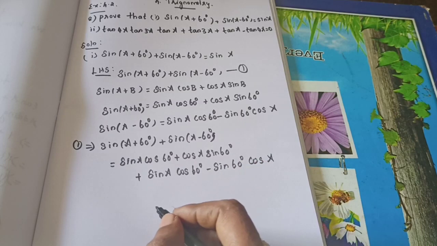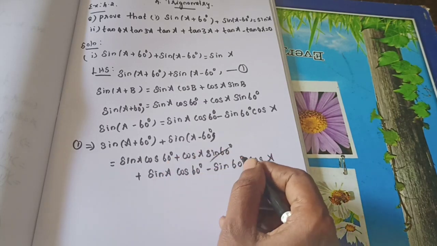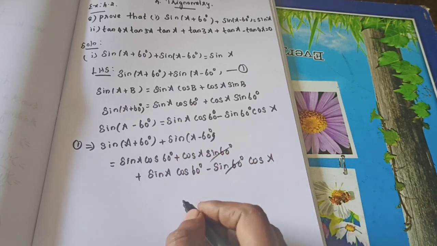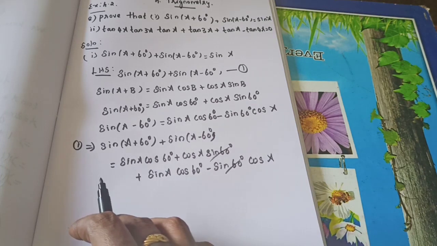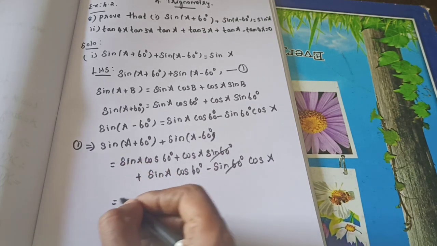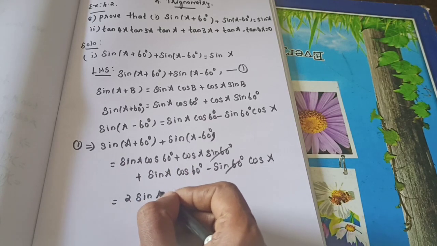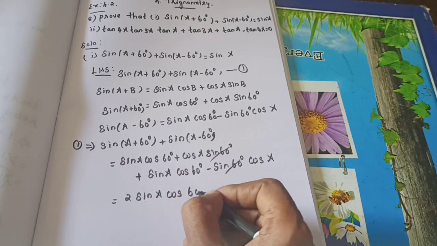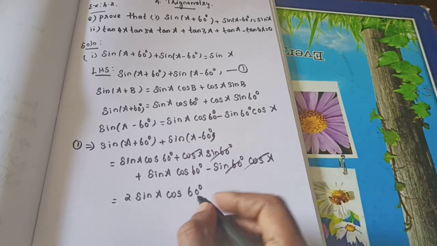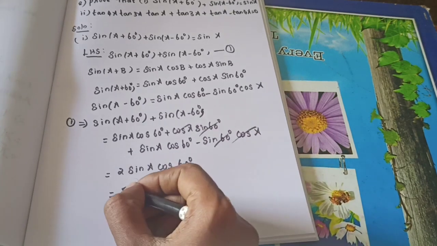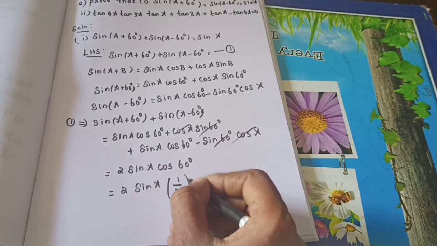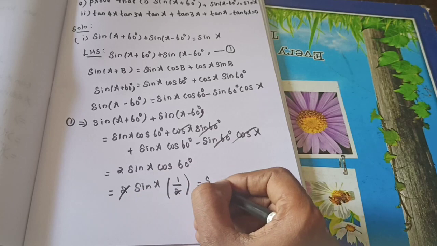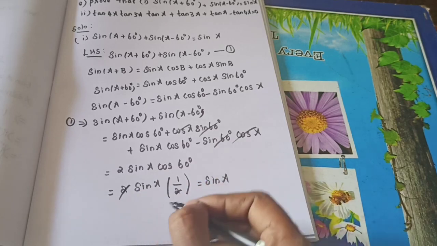cos a. Okay, are there any terms that will get cancelled? Plus sin 60 degrees minus sin 60 degrees will get cancelled. Now add it. 2 times is there, is it right? So 2 sin a cos 60 degrees. That's equal to 2 sin a into what's the value of cos 60 degrees? 1 by 2. This 2 gets cancelled, equal to sin a. Whether it is proved? Yes, proved.